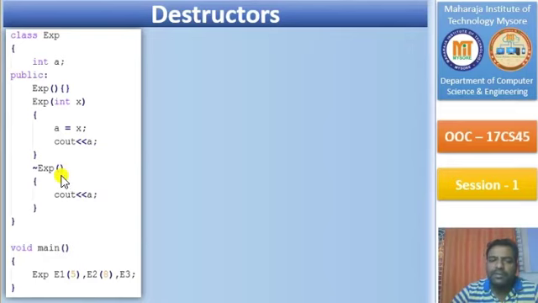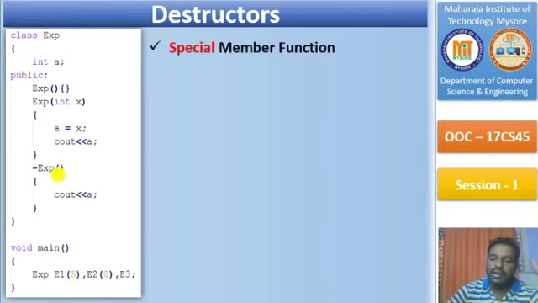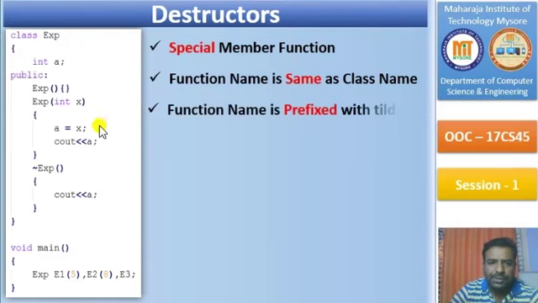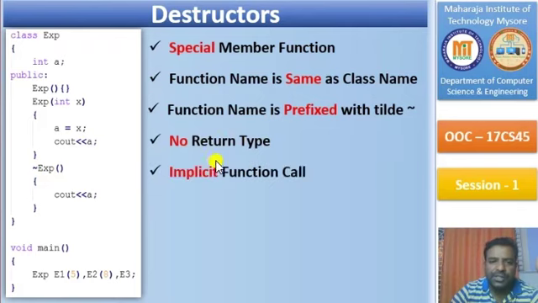And as we have different types of constructors based upon parameters, you cannot have different types of destructors because a destructor doesn't take any parameter. Hence there is only one destructor, a zero argument destructor. So a destructor is a special member function similar to a constructor. The function name is the same as the class name, again similar to a constructor. The function name is prefixed with a tilde character, and this is the one major difference which you should observe. No return type, similar to a constructor.